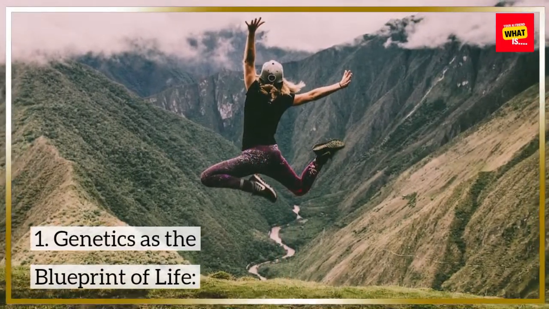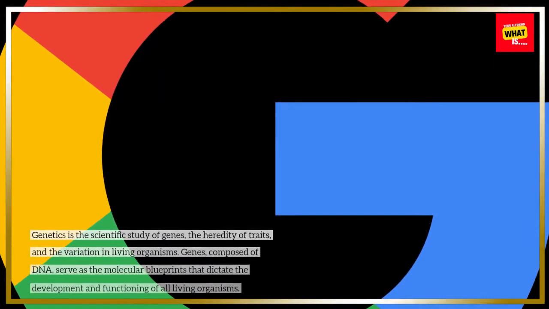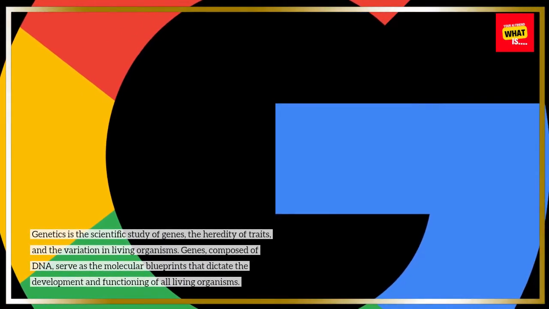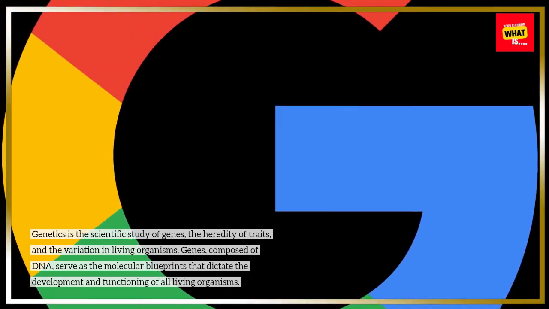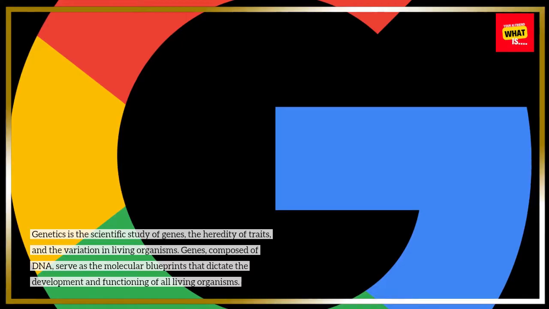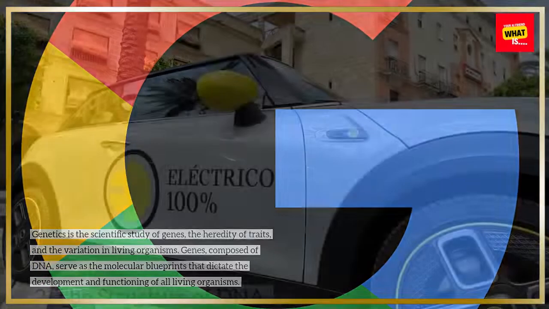1. Genetics as the blueprint of life. Genetics is the scientific study of genes, the heredity of traits, and the variation in living organisms. Genes, composed of DNA, serve as the molecular blueprints that dictate the development and functioning of all living organisms.